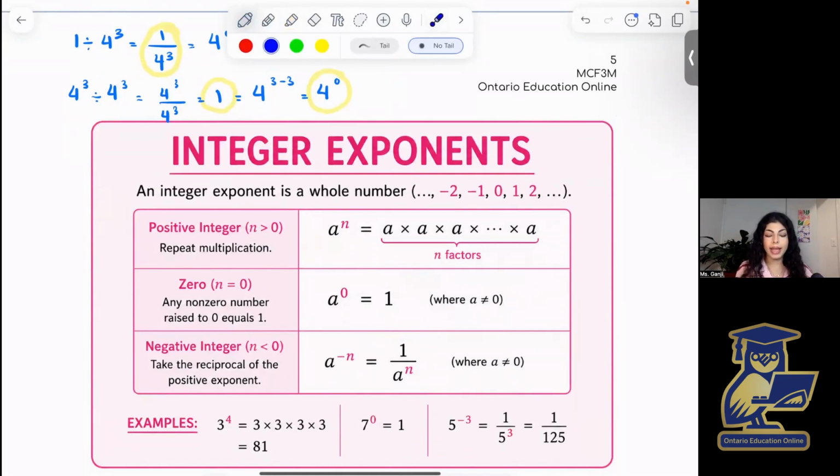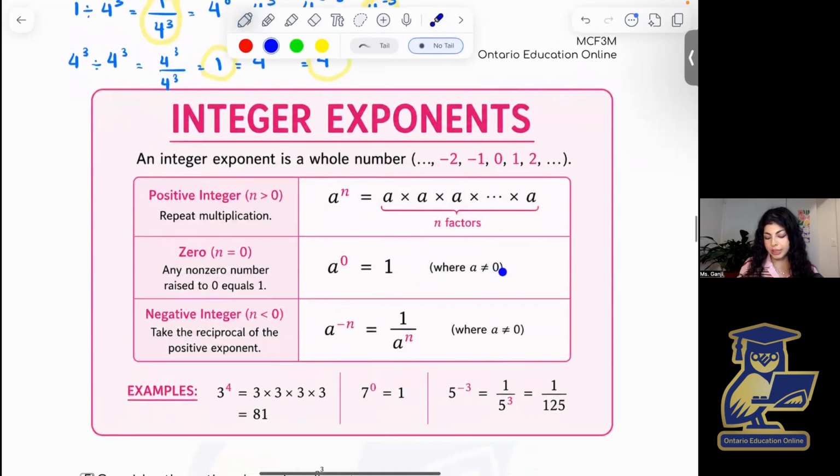And so you can see why if you have a base of 0, then you would have a denominator of 0 in the division, and we can't actually have that. So that's why a cannot be equal to 0 in the case where the exponent is 0 or negative. But you can have a base of 0 with a positive exponent. So if you have 0 to the power of 5, this is just 0 times 0 times 0 times 0 times 0, which is just 0. So 0 to the power of any positive integer is just going to be 0.